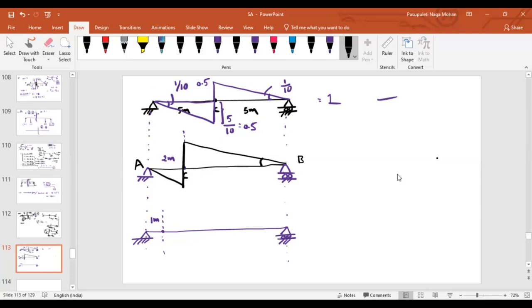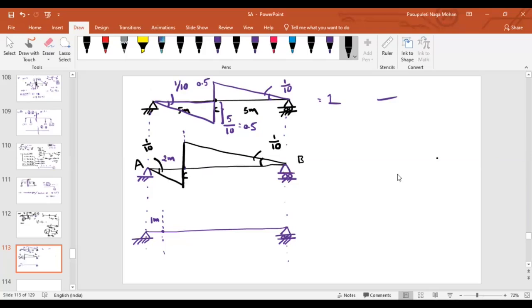What about this slope? Slope at the connected members is the same, 1 by length. What is the length of the beam? The length of the beam I have not changed. 1 by 10. What about the slope here? Again, 1 by 10. Can you tell me what about this ordinate?